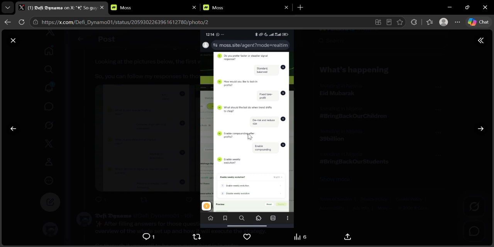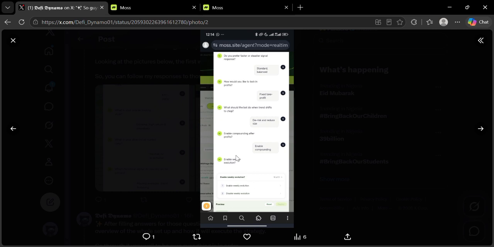Then, enable compounding after profits. Yes, if it makes profit for me, I would like the agent to use part of the profit to enter trades again. So it will increase my margin as time goes on. My margin will keep increasing provided the agent is in profit, increasing my position size to make more profit for me.